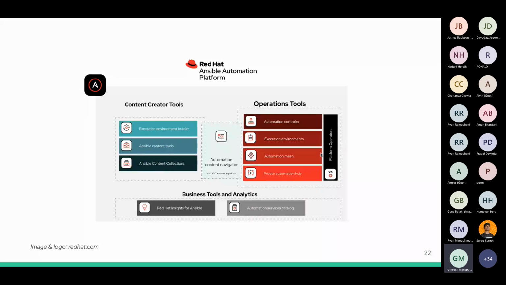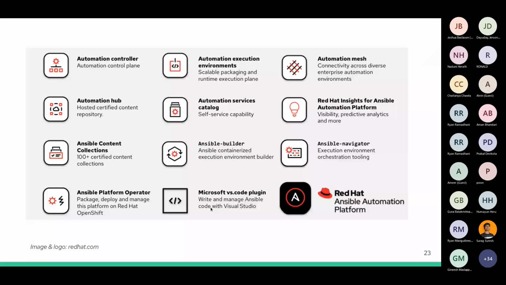Then we also have some tools for analytics like Ansible automation services catalog, and also Insights. Insights will collect the automation details or job details and propose what you can do in terms of increasing efficiency, or how much you can save in terms of time and so on. Okay, and this is a high-level overview of the components of Ansible Automation Platform.